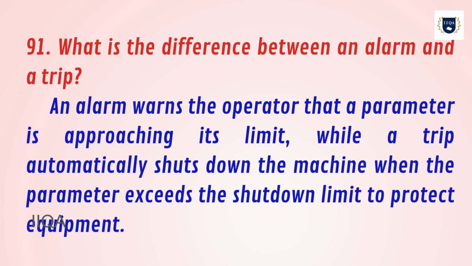91. What is the difference between an alarm and a trip? An alarm warns the operator that a parameter is approaching its limit, while a trip automatically shuts down the machine when the parameter exceeds the shutdown limit to protect equipment.